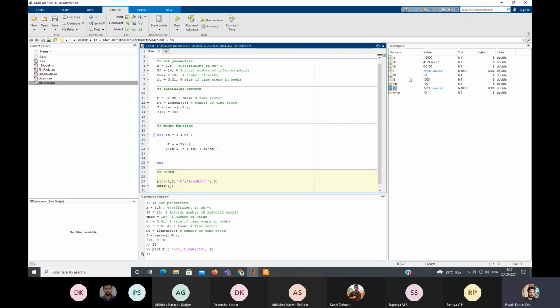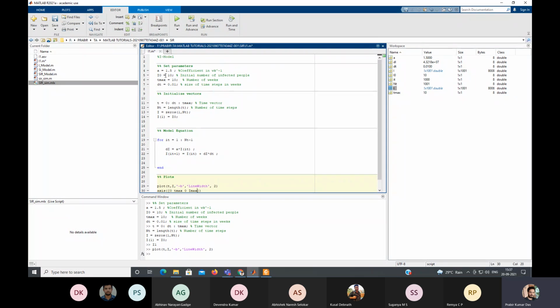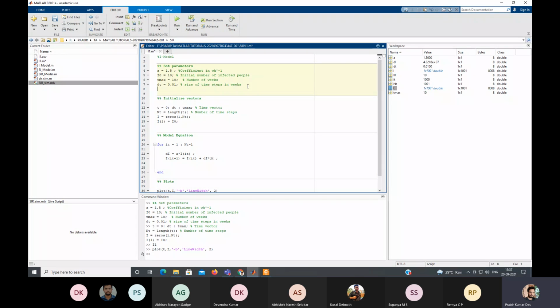So our x-axis, we will plot t. So our x-axis limit is 0 to t max, and y-axis limit 0 to I max. So you have initialized this I max here also. Oh, we do not initialize. Okay.